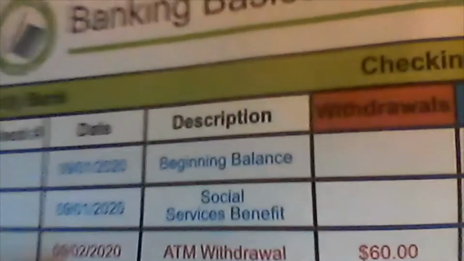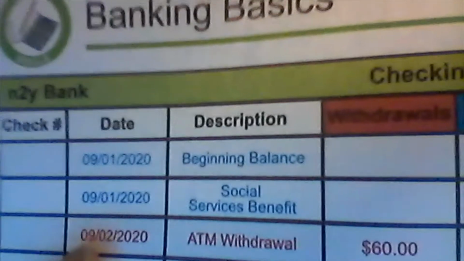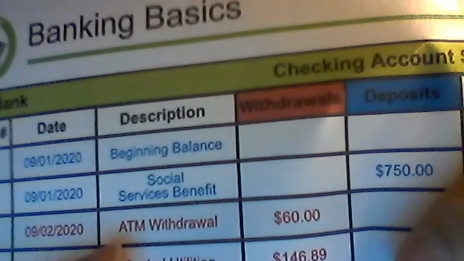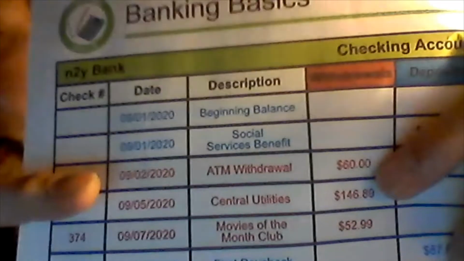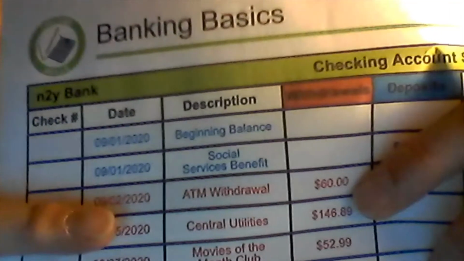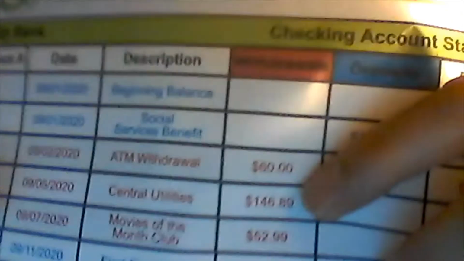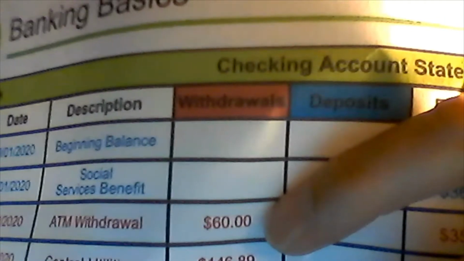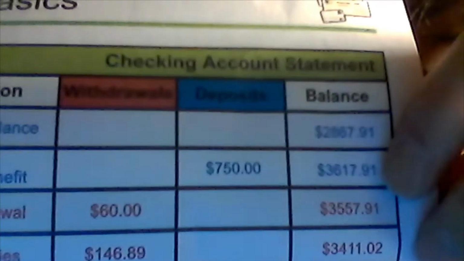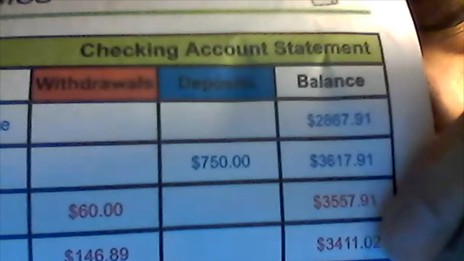Then if you spent some money, you'll see it's marked in red. The date here says September 20th, 2020. If you took some money out of the ATM using your debit card, you would put the date 9/20/20, September 20th, 2020. You'd write ATM withdrawal, and you'd write, I withdrew $60, and then you would subtract the $60 from the balance and put what you had left.